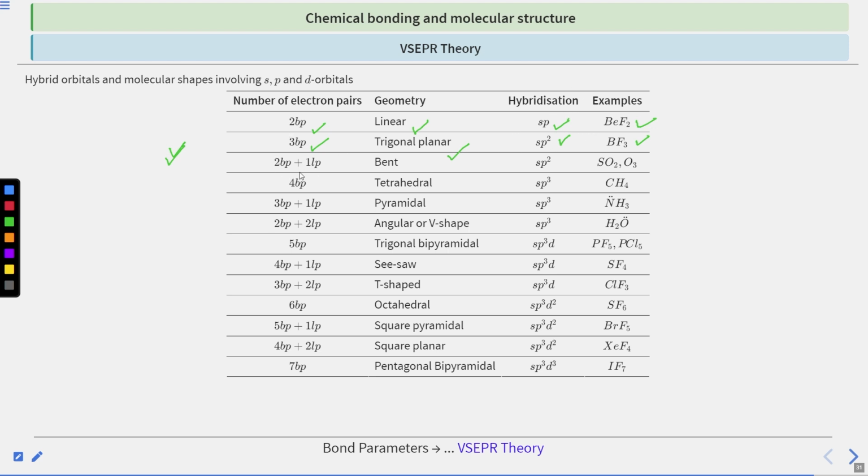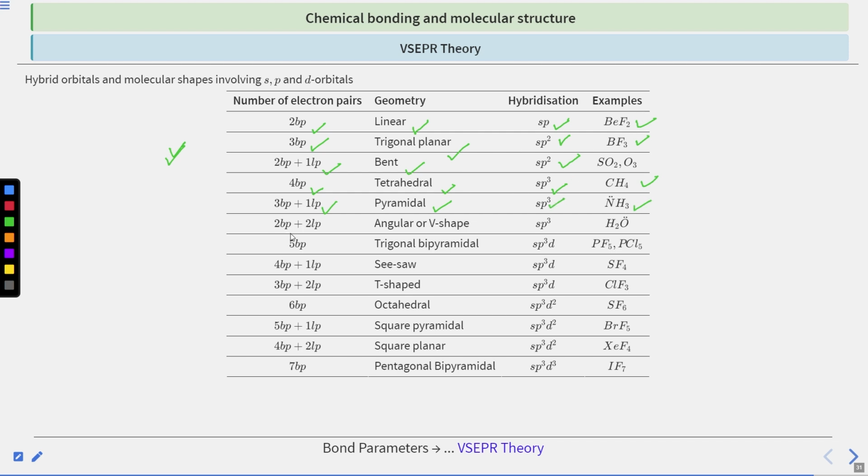Then 2 bond pairs plus 1 lone pair: the geometry will be bent, hybridization will be sp2, and examples are SO2 or O3. 4 bond pairs: geometry is tetrahedral, hybridization is sp3, and an example is CH4. And 3 bond pairs plus 1 lone pair: geometry will be pyramidal, hybridization sp3, and the example is ammonia molecule.